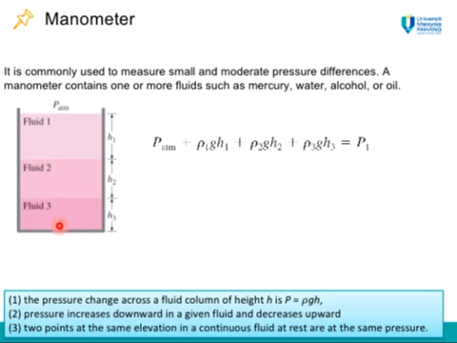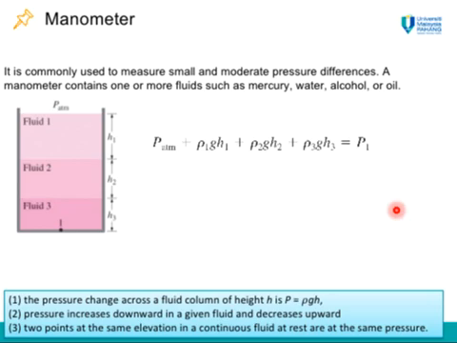Such systems can be analyzed easily by remembering these three points. The first point is the pressure change across a fluid column of height h is delta P equals rho g h. The pressure equals the density of this fluid times gravity times the height of the fluid. Second, the pressure increases downward in a given fluid and decreases upward. So as we go deeper into the fluid container, the pressure will increase. Number three, two points at the same elevation in a continuous fluid at rest have the same pressure. For example, two points that are at the same height in the same fluid will have the same pressure.